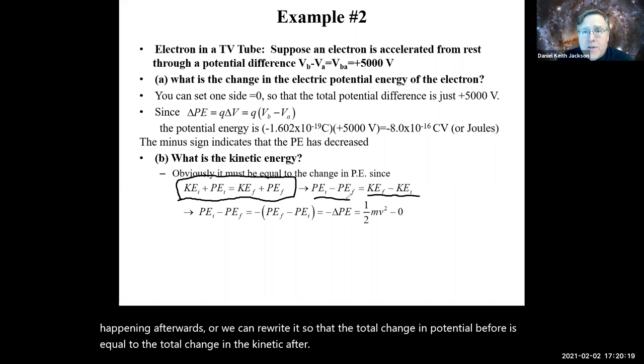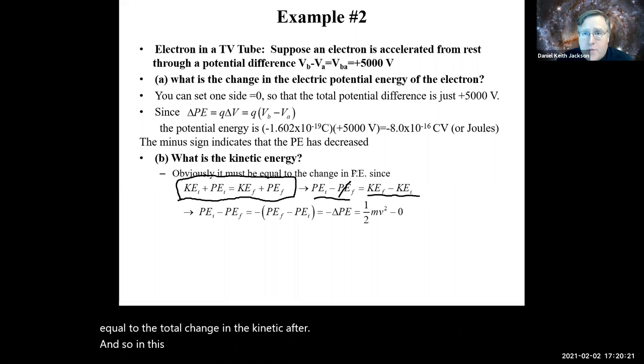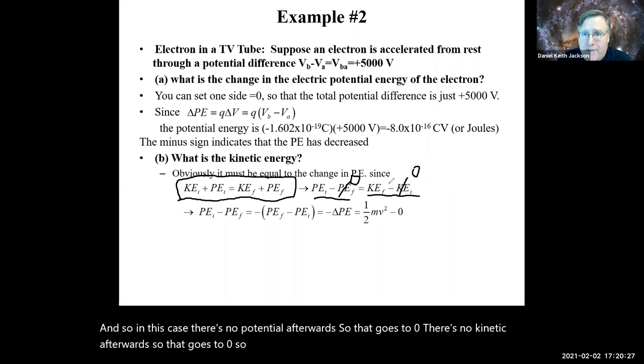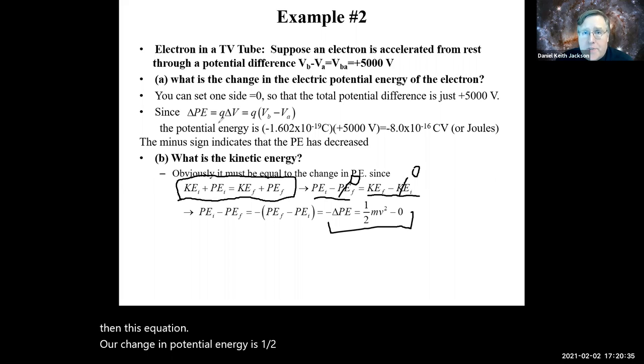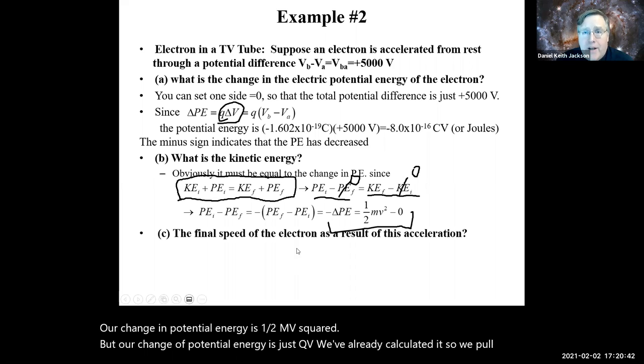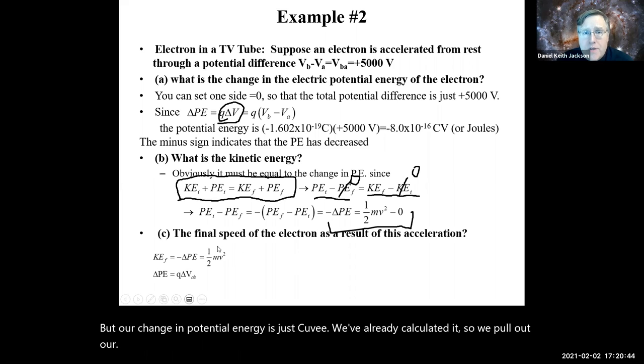And so in this case, there's no potential afterwards, so that goes to zero. There's no kinetic afterwards, so that goes to zero. So we just have PE initial is equal to KE final, which gives us this equation. Our change in potential energy is equal to 1/2 mv squared. But our change in potential energy is just QV. We've already calculated it.